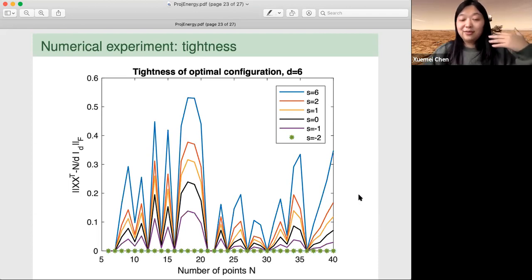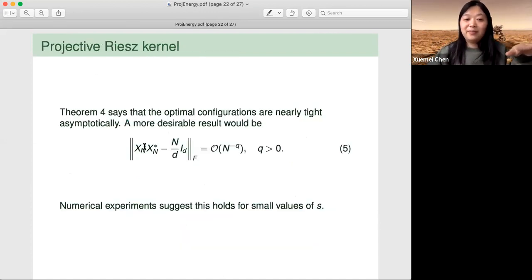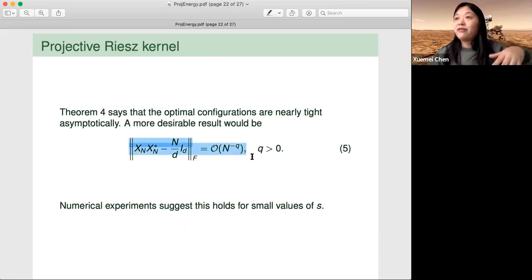Okay, and so that's about tightness. And then in the paper, I'm not showing every result, but I did try to do some kind of curve fitting, and it does seem to have this trend for smallish values of S.